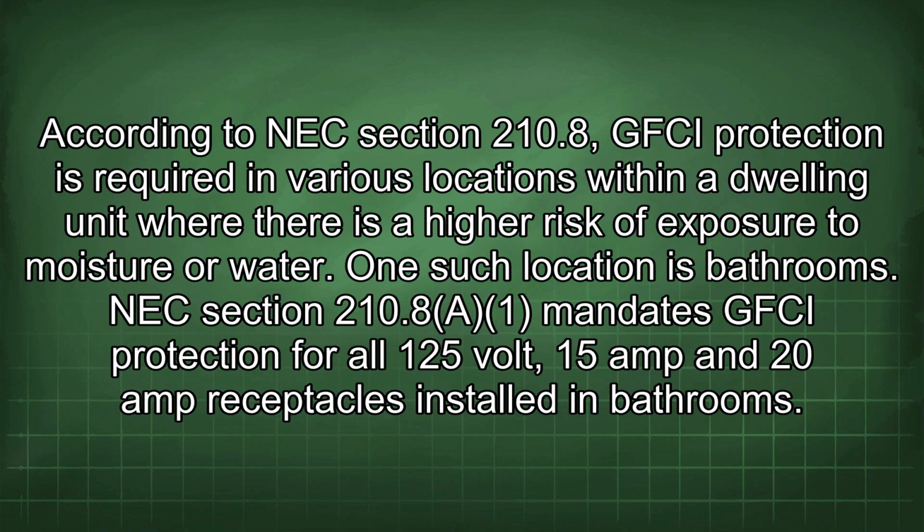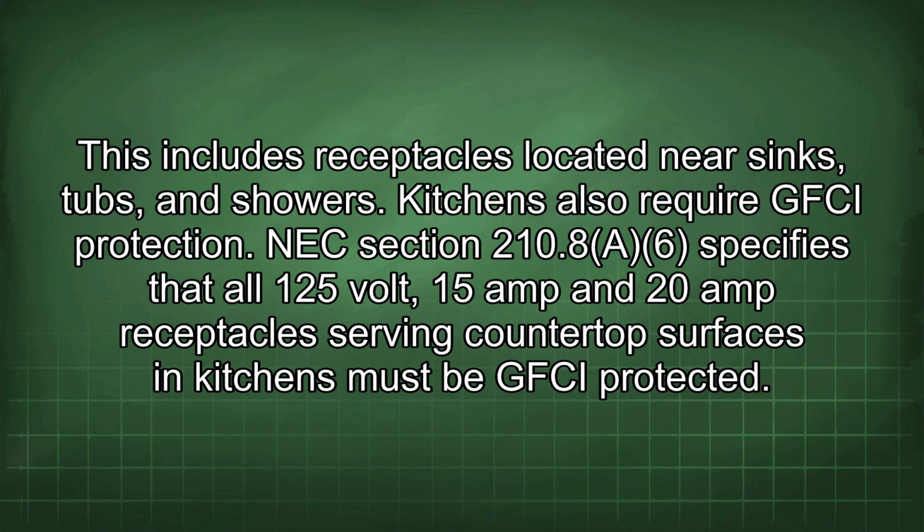Ground fault circuit interrupters are crucial safety devices designed to protect individuals from electrical shock. According to NEC Section 210.8, GFCI protection is required in various locations within a dwelling unit where there is a higher risk of exposure to moisture or water. One such location is bathrooms. NEC Section 210.8(A) mandates GFCI protection for all 125 volt, 15 amp and 20 amp receptacles installed in bathrooms. This includes receptacles located near sinks, tubs, and showers.